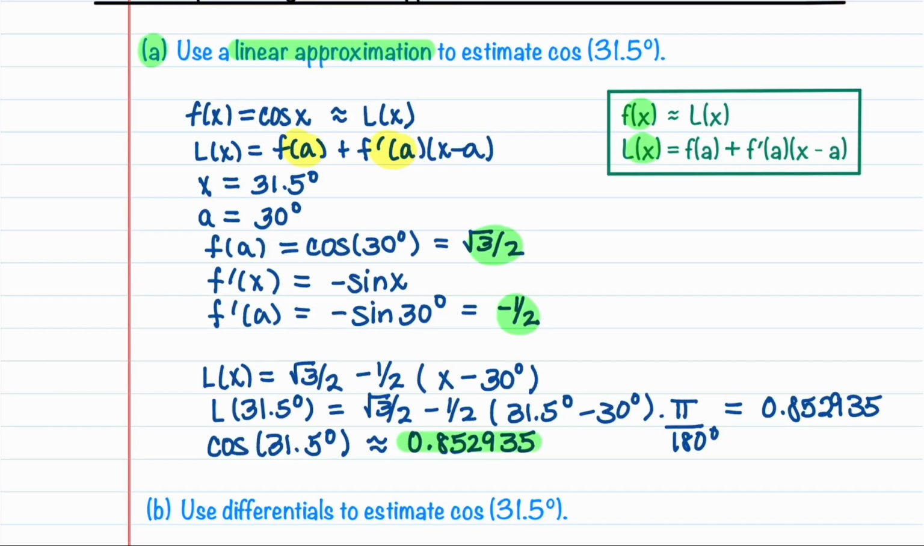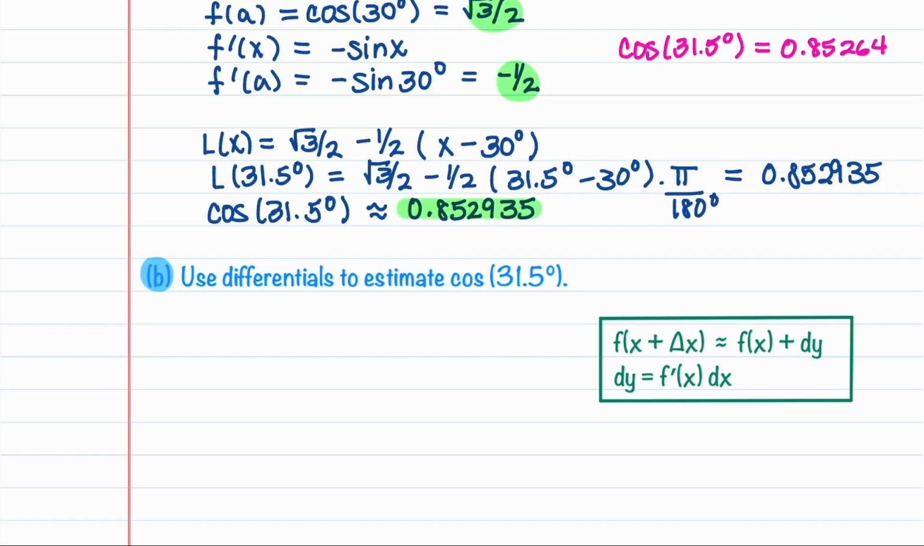I want to show you how good this approximation actually is. So I went ahead and I took my calculator and I plugged in cosine 31.5 degrees. And here's what I got, 0.85264. So our approximation is really good.